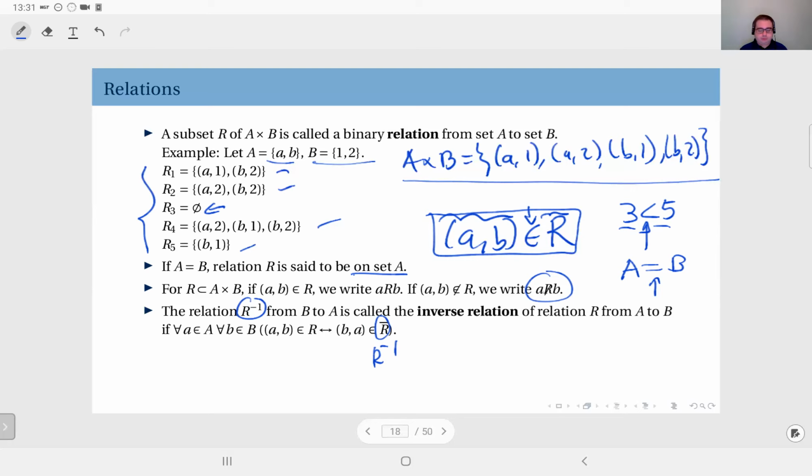So the inverse relation simply is the relation from B to A when you switch the orders of the ordered pairs. Simple as that. So if a relation R is from A to B, its inverse relation is from B to A, and all the ordered pairs are just switched. That's it.